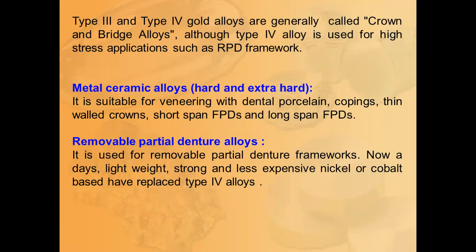Type 3 and type 4 gold alloys are generally known as crown and bridge alloys, and type 4 alloy is used for high stress applications like removable partial denture framework. Next, metal ceramic alloy. It is suitable for veneering with dental porcelain. It can be used for the fabrication of copings, thin wall crowns, short span FPDs and long span FPDs. Removable partial denture alloys can be used for fabrication of removable partial denture frameworks.